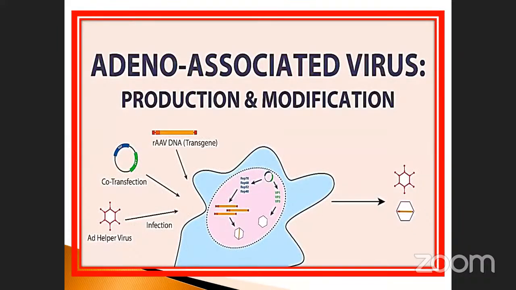Adeno-associated virus. Okay, this is the adeno-associated virus. This is considered an adeno-associated virus. The co-transfection, infection, and helper virus, AD helper viruses. Different types have been given. See that one?